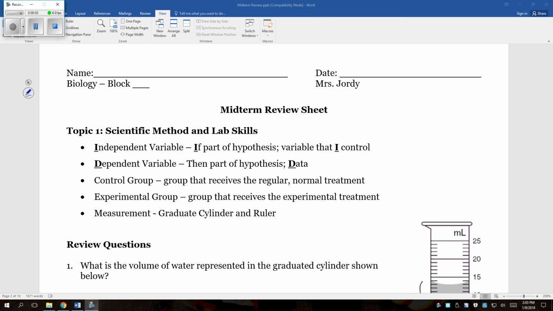Hey guys, this is what you need to know for the midterm. Our first topic that we're going to talk about is scientific method and lab skills.